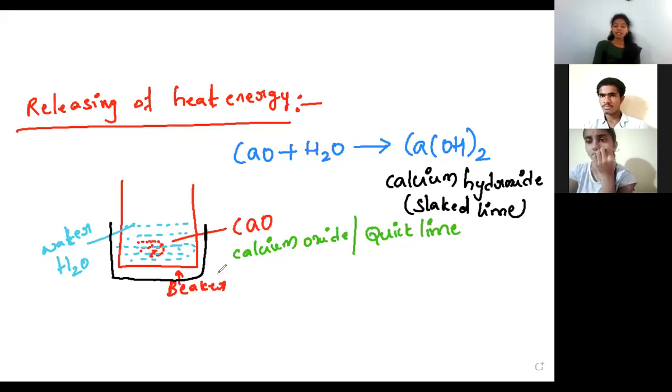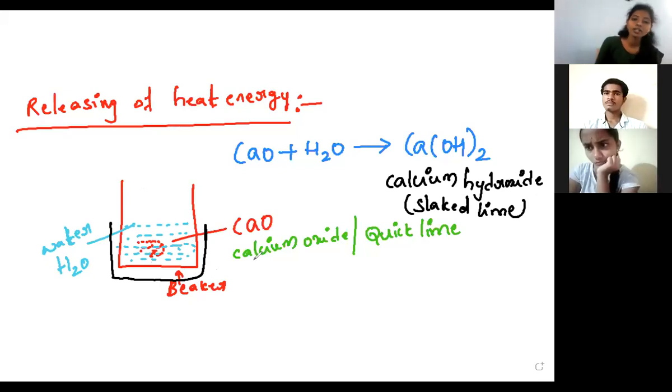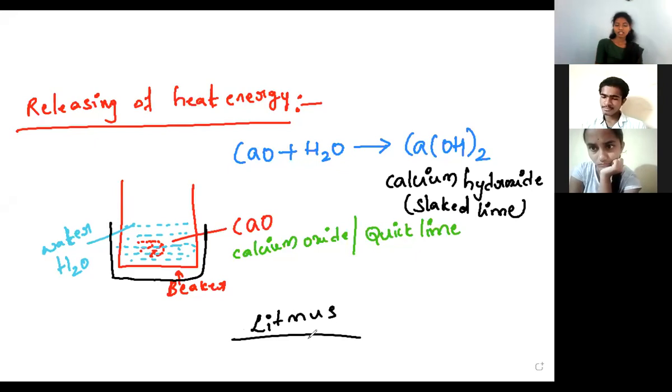And what is the nature of the solution? Nature of the solution means whether it is acid or base. How to identify here? Given solution is acid or base, tell me. Base. How to identify? With the help of litmus paper. By using litmus papers, we can easily identify the nature of the solution here.